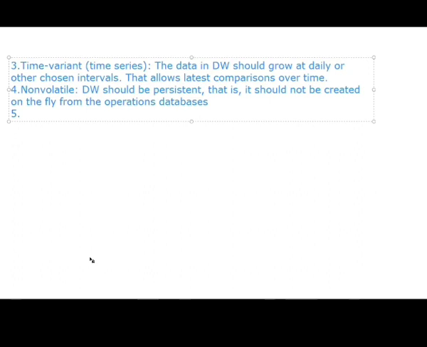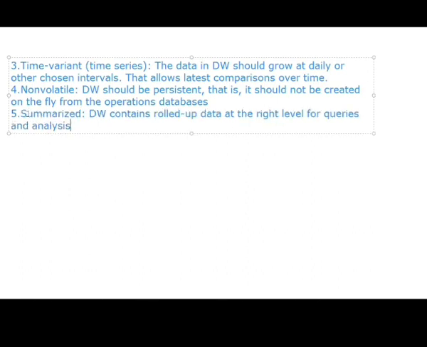The fourth characteristic is that a data warehouse is non-volatile. A data warehouse should be persistent. That is, it should not be created only for particular operational databases. Volatile data can be erased. So non-volatile data should have a strong backup, and it can be accessed whenever it is required. The fifth characteristic is summarized.